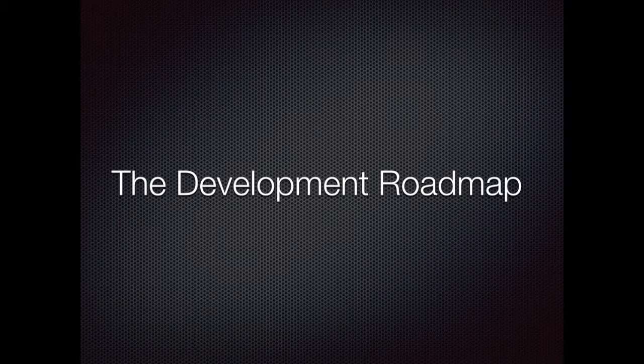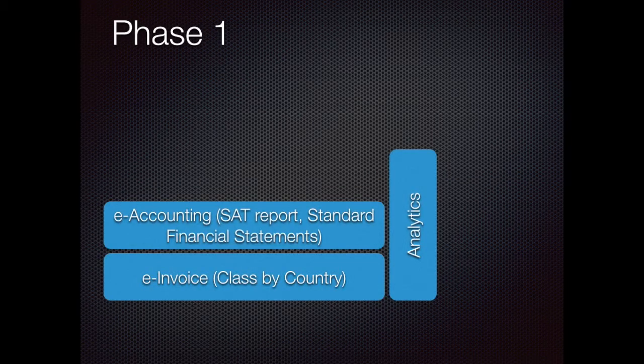Okay, but how are we going to make this happen? Let's look at the roadmap. I just want to make clear that this is the current proposed roadmap, and according to feedback from users and iterations, the roadmap could change. The phase 1 consists in the generation of the e-invoice and e-accounting models with their corresponding analytics.